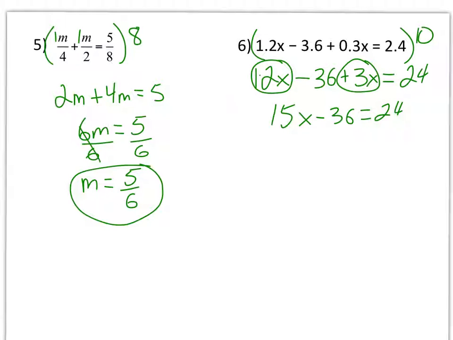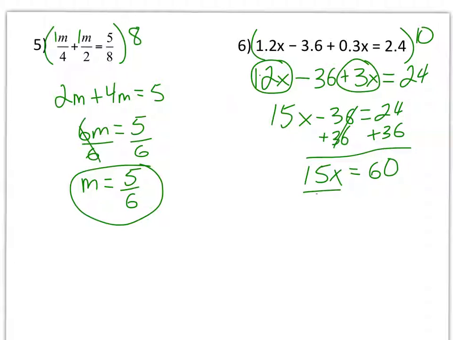Now we need to solve for x. So add 36 to both sides. We're left with 15x equals 60. And then divide both sides by 15. And we get that x equals 4.